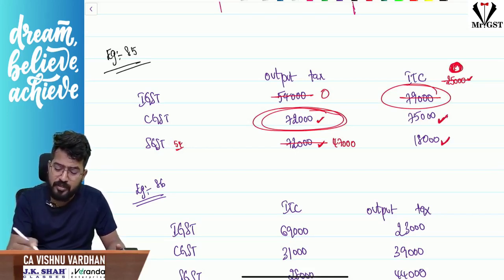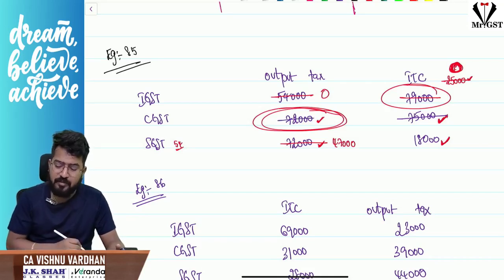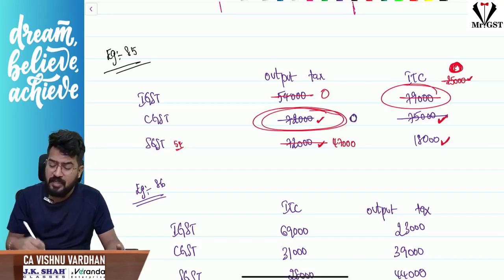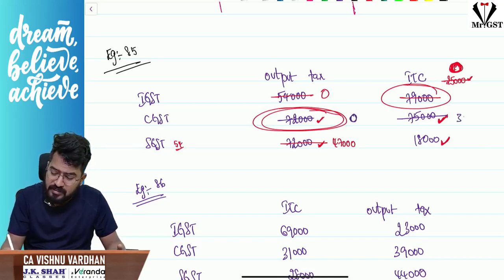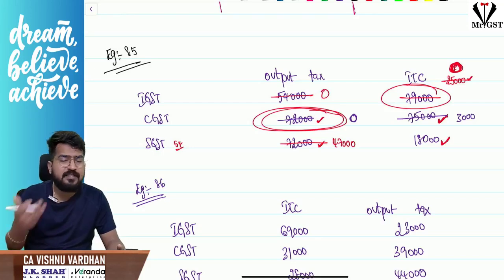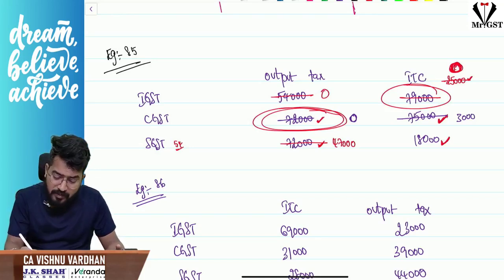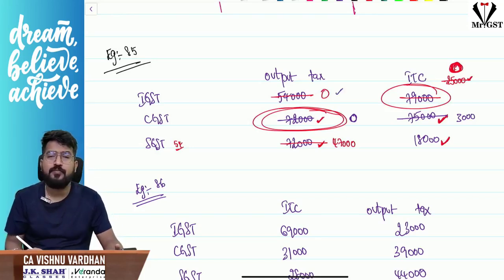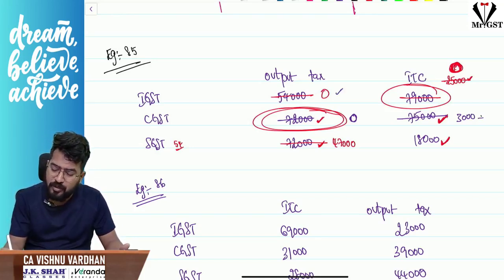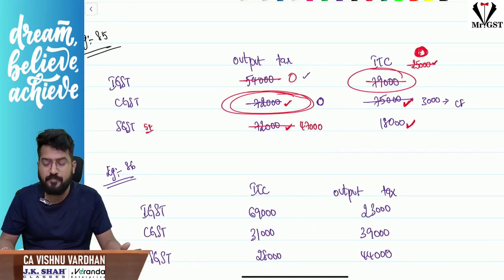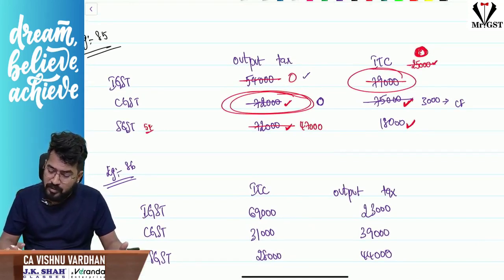Now what am I doing? I am using CGST ITC for CGST payable. The CGST payable 72,000 becomes 0. Now this CGST ITC, still 3,000 I have. But that CGST 3,000 ITC, what can you do? You can use it for IGST payable, but IGST payable is already 0. So what can you do now? You cannot use it for SGST payable, you know. So it can only be carried forward. That is the concept. Fine.